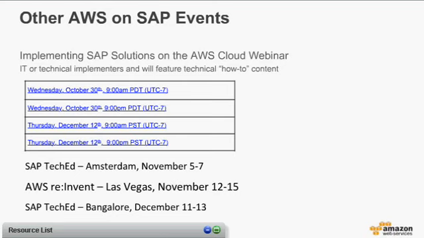We also have globally some key events coming up. We have SAP TechEd in Amsterdam. We have our own re:Invent conference, which is for our customers. So if you're already an existing customer of ours, we look forward to seeing you in Las Vegas on November 12th to the 15th. And then we're also a gold sponsor for SAP TechEd in Bangalore, December 11th to 13th. We'll have a booth there, and we're very excited about being present at that SAP TechEd.